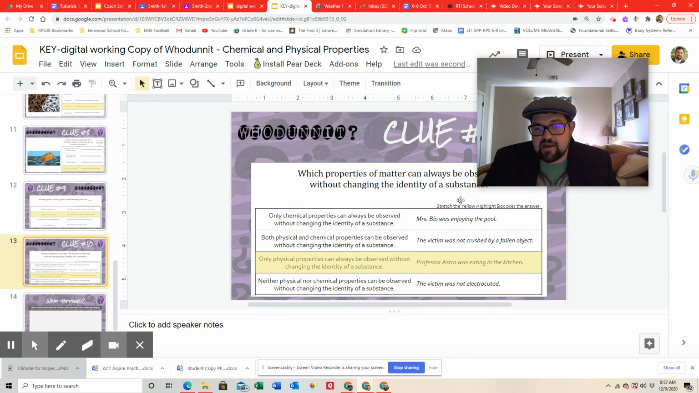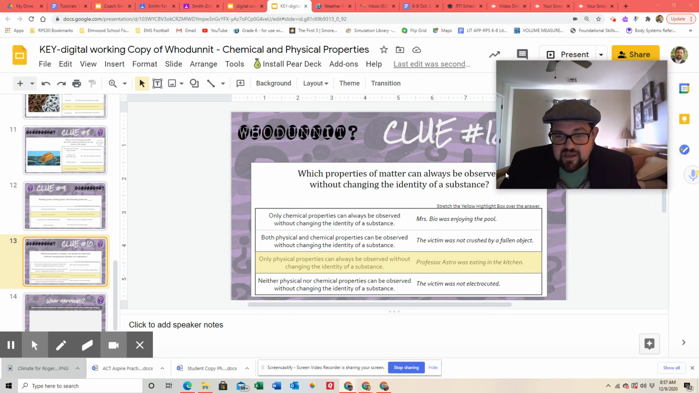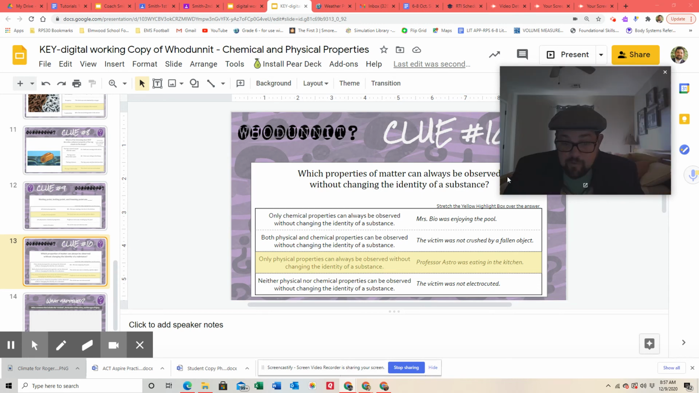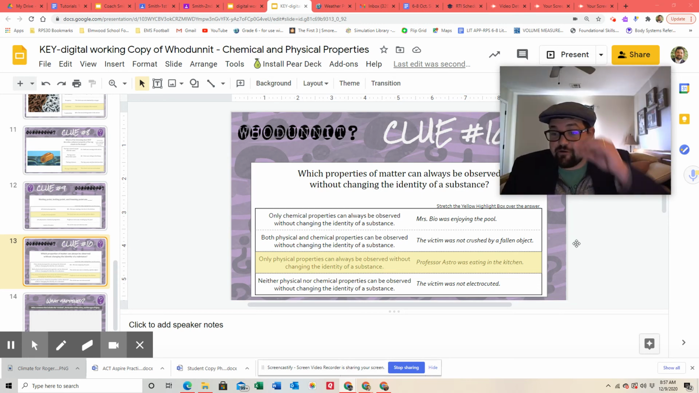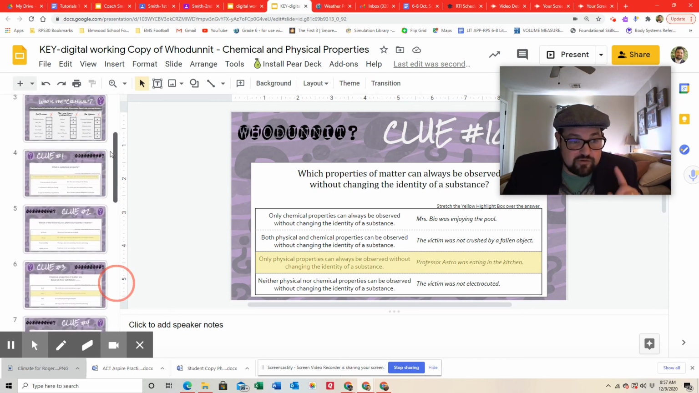Which properties of matter can always be observed without changing the identity of the substance? Those would be only physical properties, right? Because chemical properties literally are talking about a change in the actual substance, like changes into something else, right? So right here, we got our answer, and we can now make our decision on who done it.